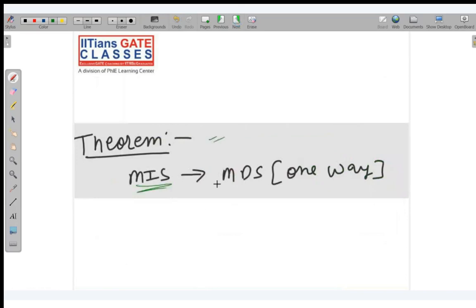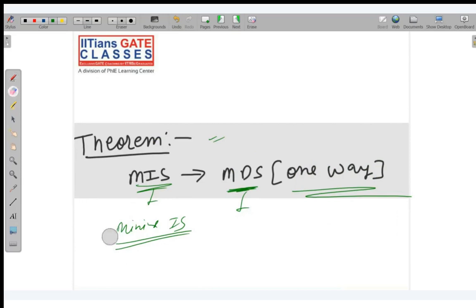Okay, so theorem: MIS means MDS. So it is a one way theorem. MIS, minimal independent set. Sorry, maximal independent set. Sorry for that. If it is a maximal independent set, then it will be a minimal dominating set. That is for sure. Proof I have given you in the next slide.